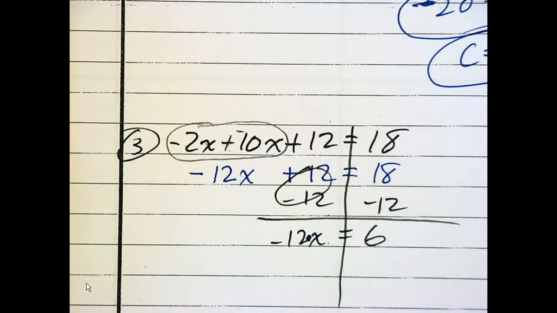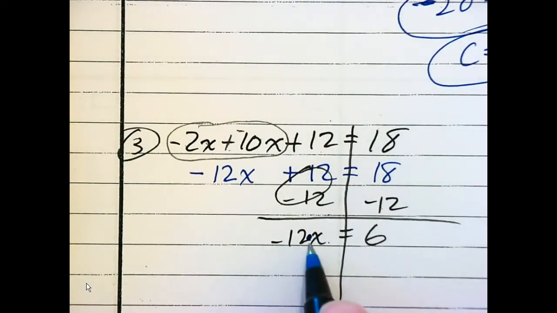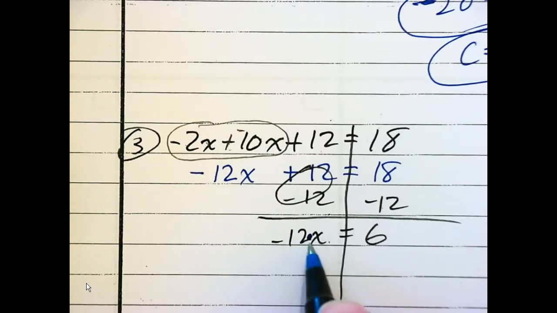Sebastian? Yeah, they're multiplying, right? They're multiplying x by it. They're not subtracting x or subtracting it from x. They're multiplying. So you do the opposite, which is dividing. You divide by negative 12.